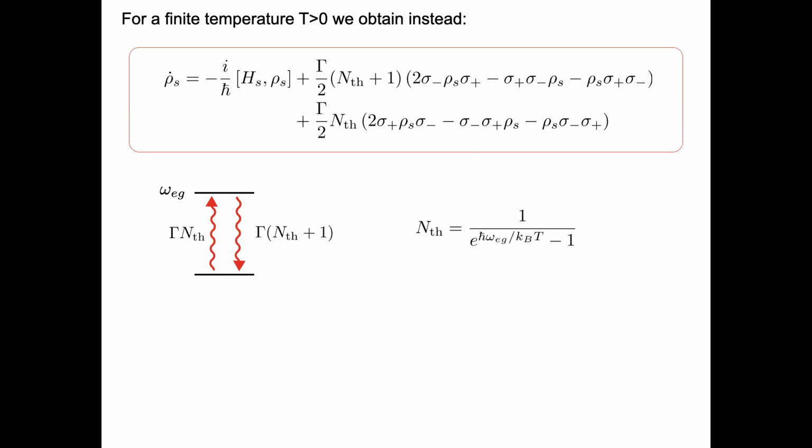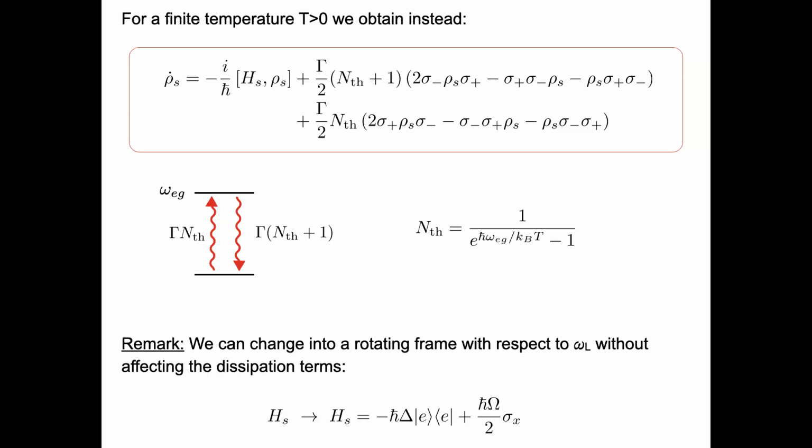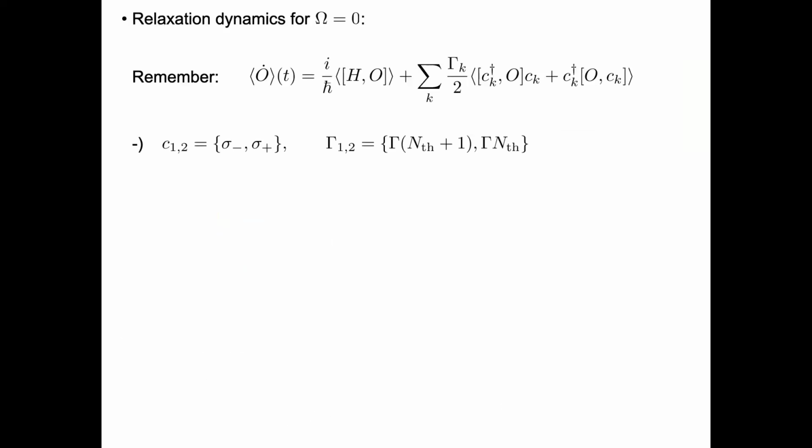In one case, we had the rate gamma times n thermal plus 1. In the other case, we had gamma times n thermal. So in this general framework, we have these two sets of jump operators and the two sets of rates. What we want to evaluate now is the population imbalance, sigma z. You need the commutators: sigma minus with sigma z is just 2 times sigma minus, the other one is minus 2 sigma plus. So these are the commutators that appear here.